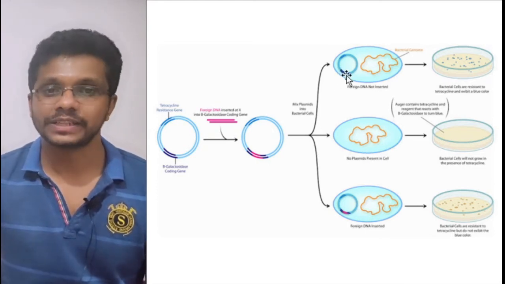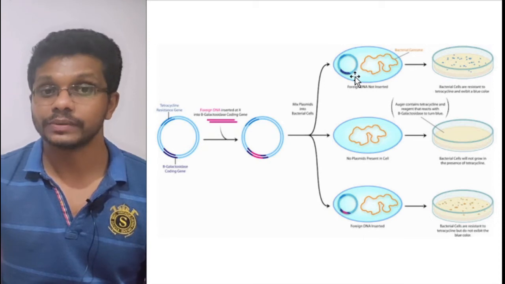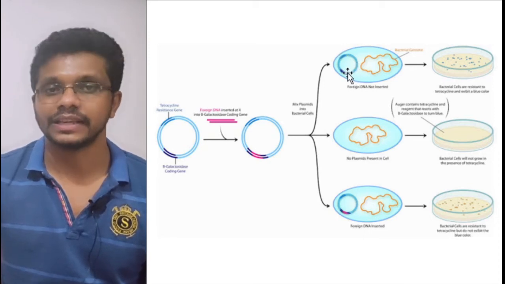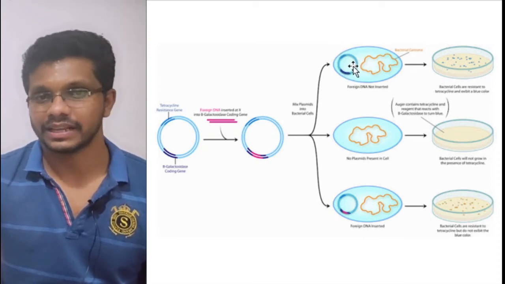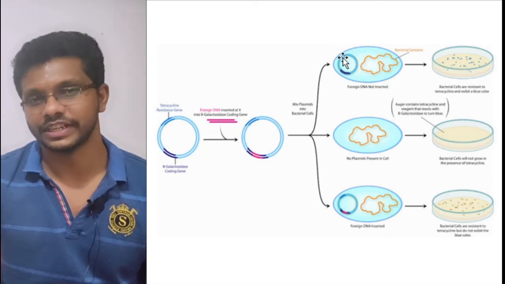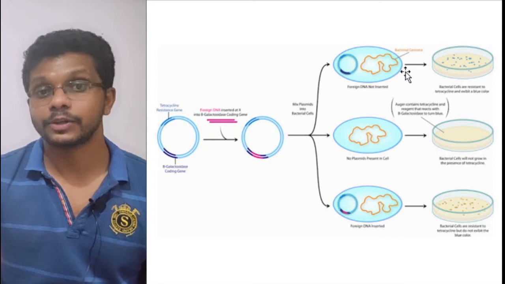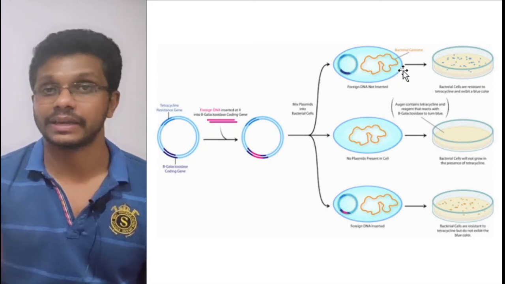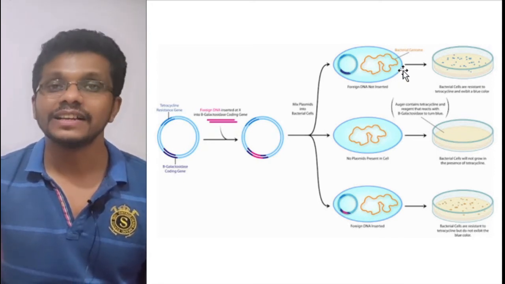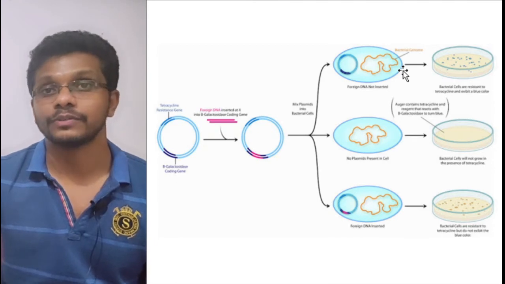The second option is the cell which is transformed with the non-recombinant plasmid. The plasmid has all the genes but does not have the foreign DNA. With this plasmid, the cells will be able to resist ampicillin. The plasmid has the ampicillin resistance gene, but it does not have the foreign DNA.